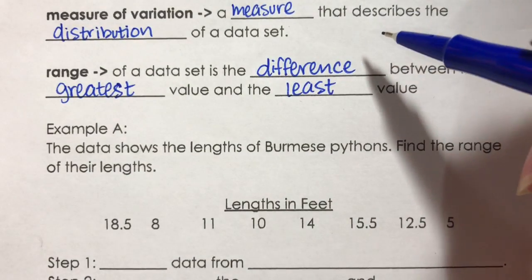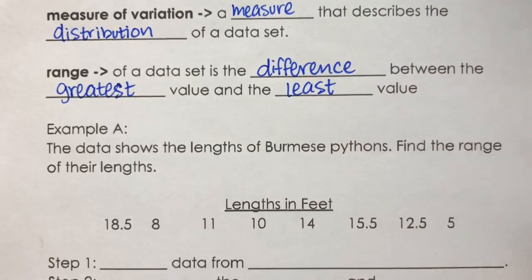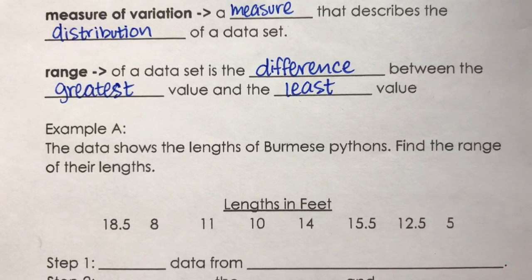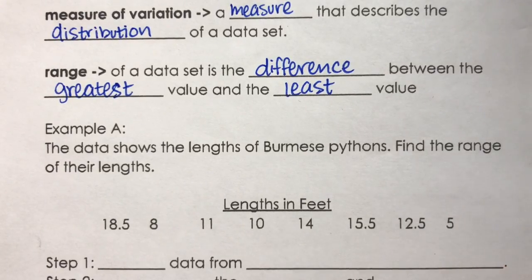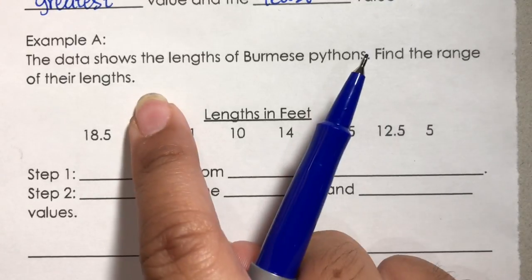Seeing the word difference, you already know that we're going to be dealing with subtraction. You're basically just taking the greatest value of a data set and the least value of a data set, and you're just subtracting. And that is literally it. That's all you're doing for range. Really, really easy to understand. So let's go through an example.